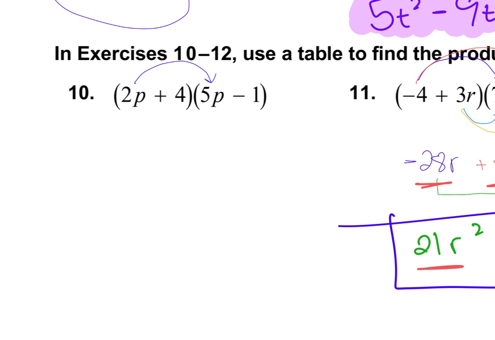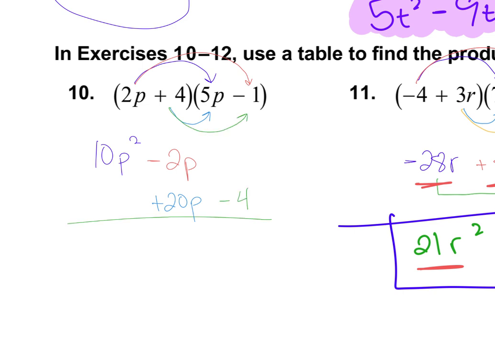2p times 5p is 10p squared. 2p times negative 1, that's negative 2p. Those aren't like terms, but check this out. 4 times 5p is plus 20p. Like terms, right? Yes, you can write it right here if you'd like. You will be totally fine to do that. 4 times negative 1, negative 4. But I like doing it this way. 10p squared plus 18p minus 4. Done.